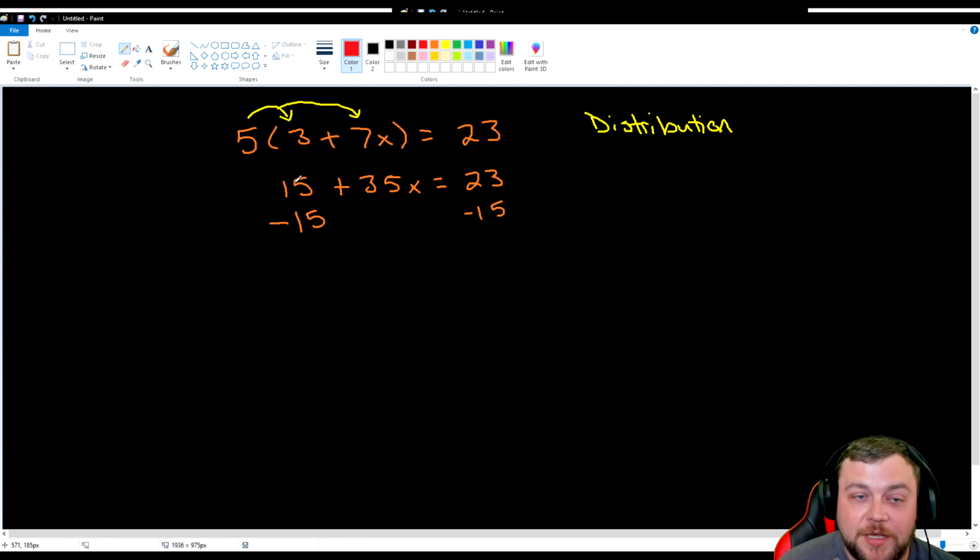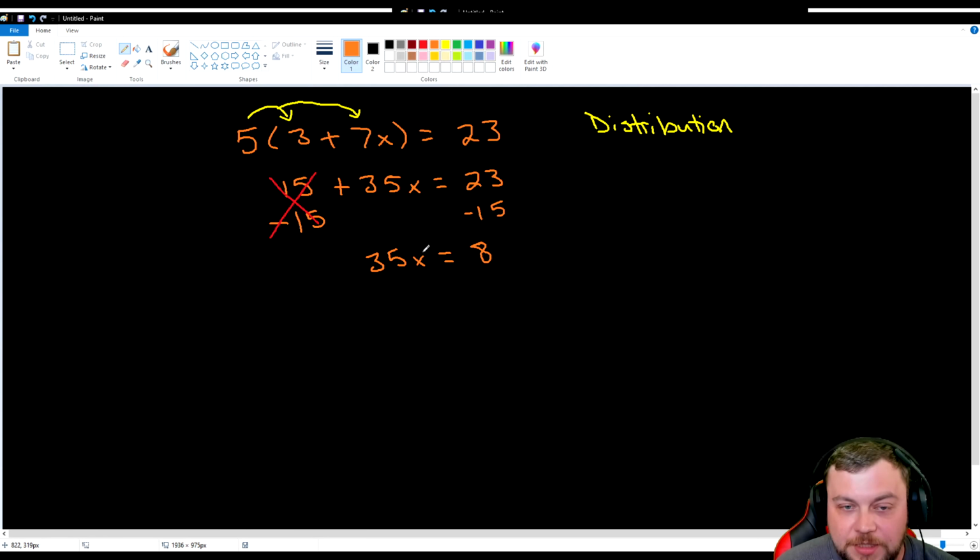What we end up with here, these 15s cancel out. 15 minus 15 is 0, so we don't have to worry about it. But on the right side, we'll have to do a little bit of math. So 35x equals, so what is 23 minus 15? Well, that would be 8. Okay? Now what we have is 35 times this x here, times our variable, equals 8.